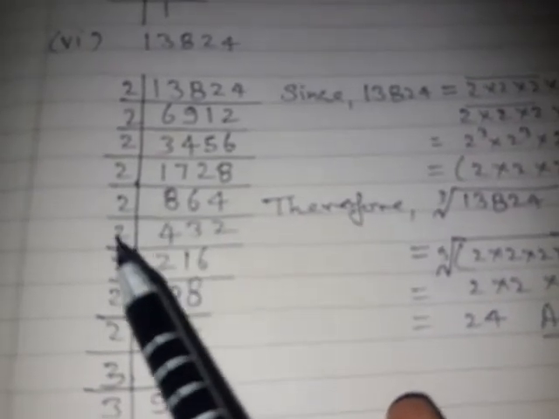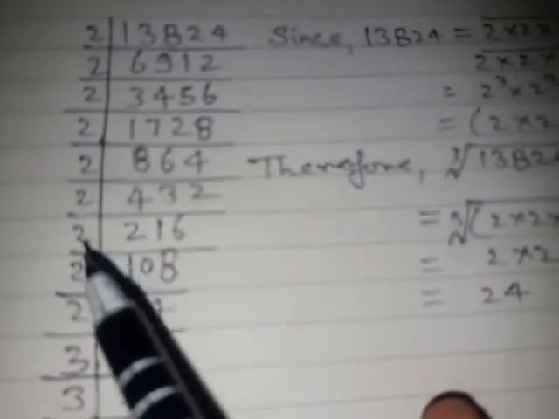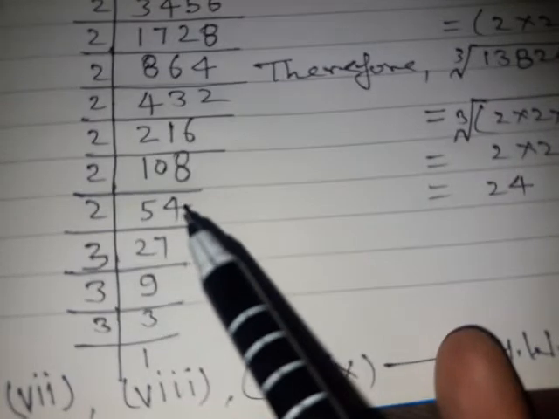2 3s are 6, 2 2s are 4, 2 2s are 4, 2 1s are 2, 2 6s are 12, 2 1s are 2, 2 8s are 16, 2 5s are 10, 2 4s are 8, 2 2s are 4, 2 7s are 14, 3 9s are 27, 3 3s are 9 and 3 1s are 3.